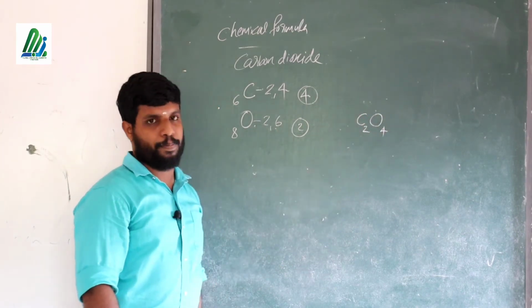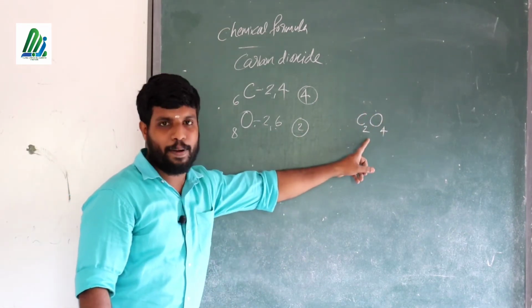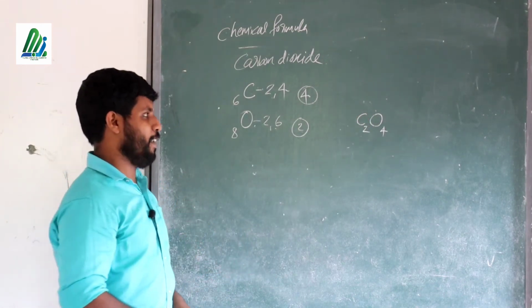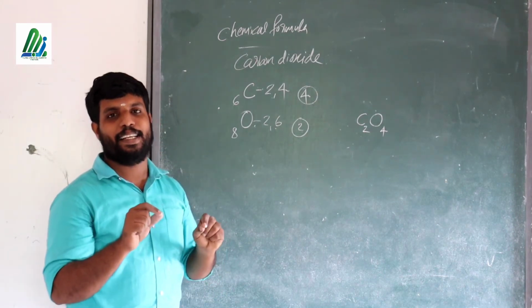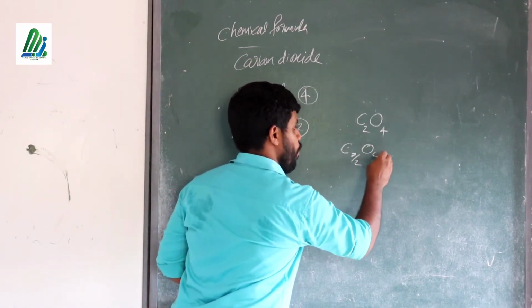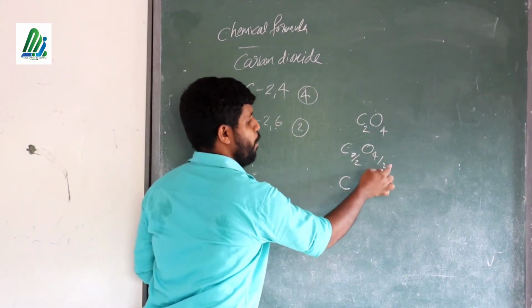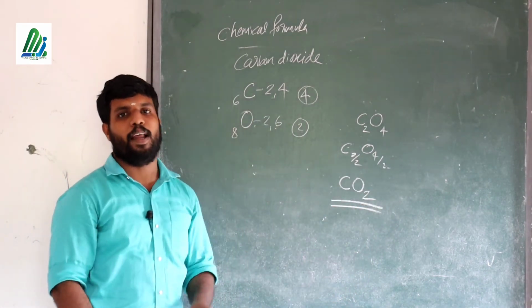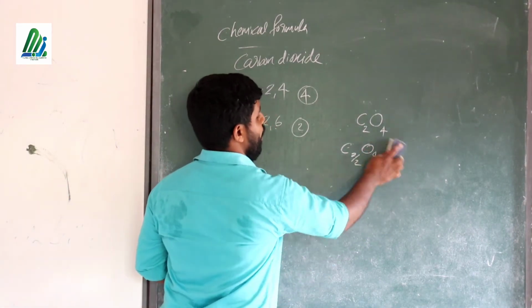So C2O4. Then, if the subscripts can be divided by a common factor, you must divide by it. Since they are 2 and 4, it is possible to divide by a common factor, 2. C2 divided by 2 is C1, and 1 need not be written, so C is enough. O4 divided by 2 is O2. So CO2, carbon dioxide.